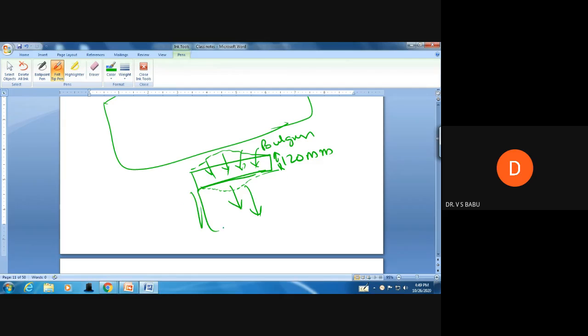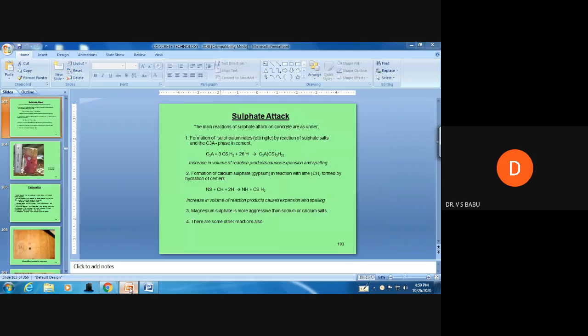That means this is the roof slab. Then one day this concrete slab will fall down, and day by day the thickness of the slab will be reduced. So this is the sulfate attack.